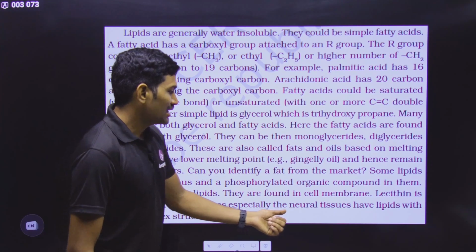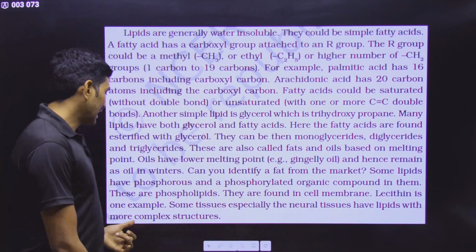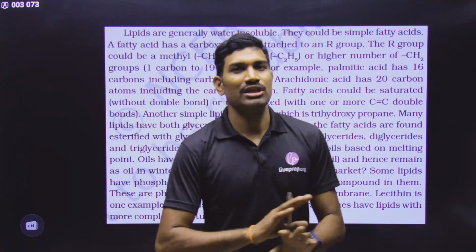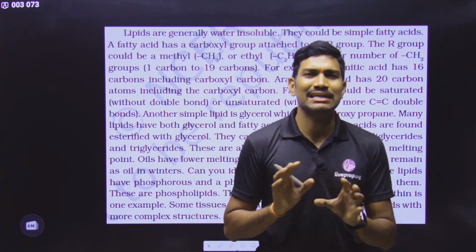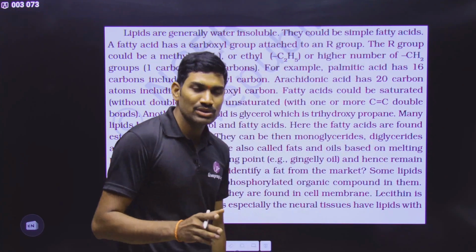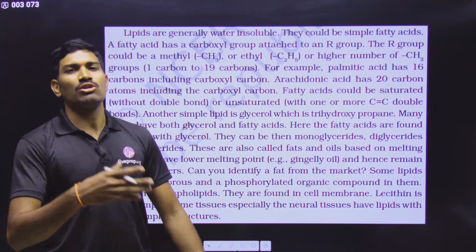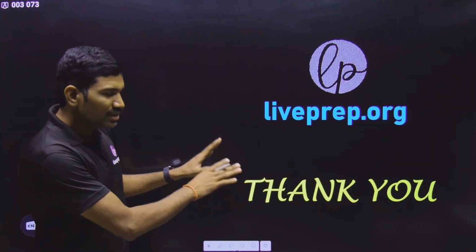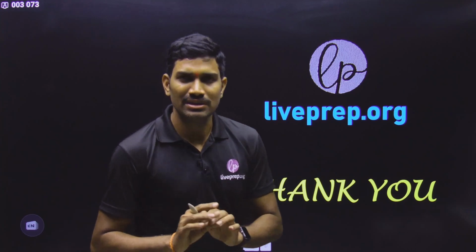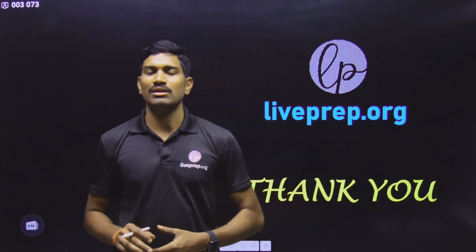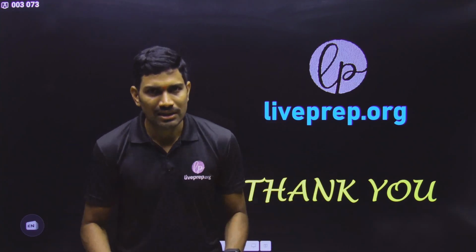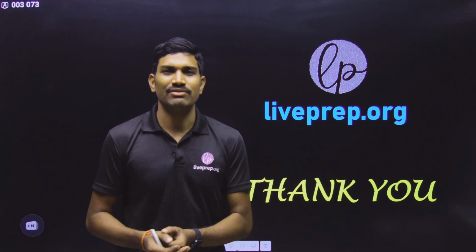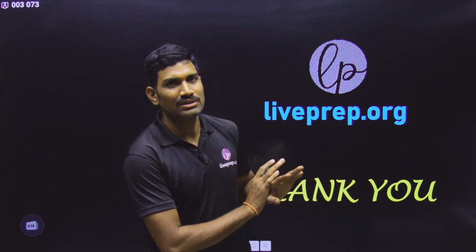Some tissues, especially the neural tissues, have lipids with more complex structures. But at this level, we are not studying those structures because they are highly complicated. Cerebrosides, gangliosides, and many other types of lipids are present. So with this, the NCERT content of lipids is completed, and along with this, a few other points also we have studied. Clear? With this, the lipids concept is completed. Anyhow, polymers are not present for lipids, so the entire content of lipids is completed.